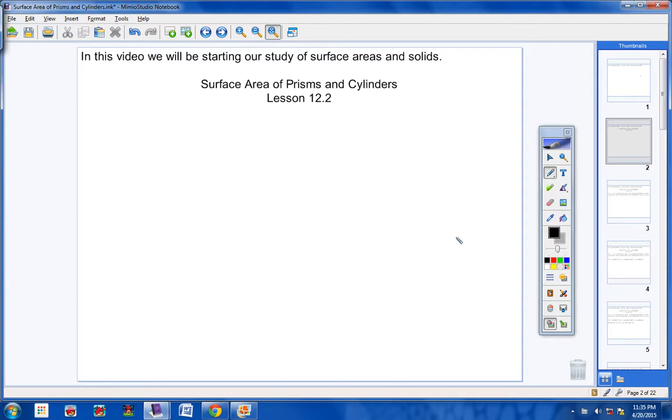Surface area of prisms and cylinders. Lesson 12.2, and like I tell you, just about every day I would always include today's date in your notes. I think that helps your notes be organized, and it's just a good way to take notes. So, surface area of prisms and cylinders, lesson 12.2, and be sure to include today's date.